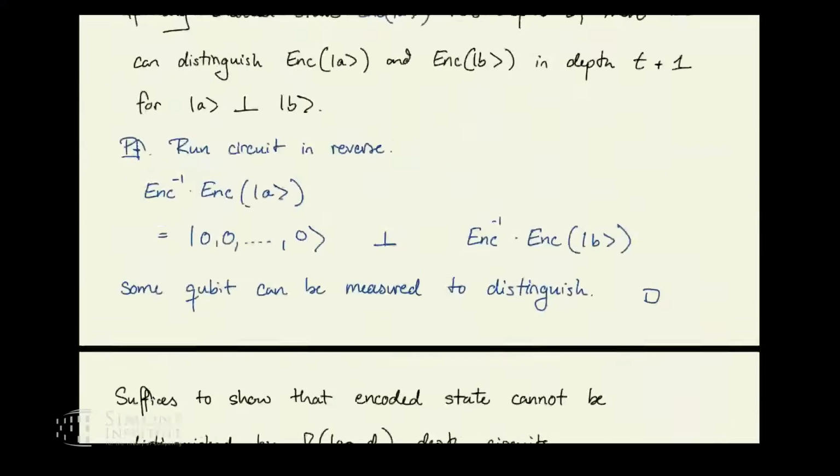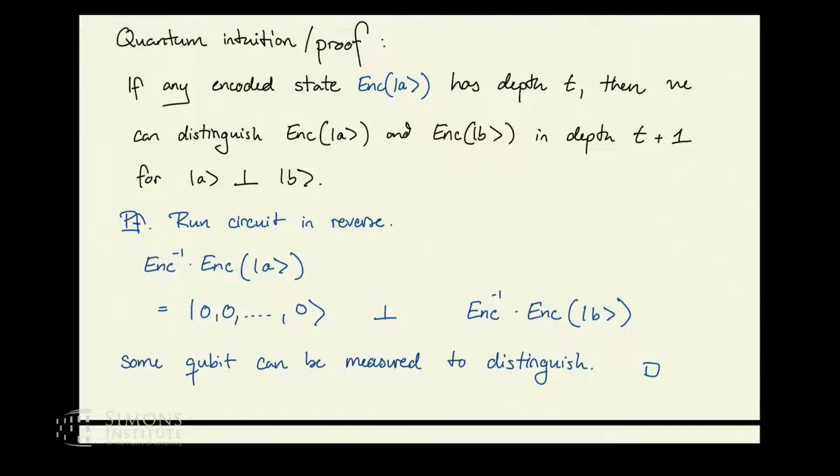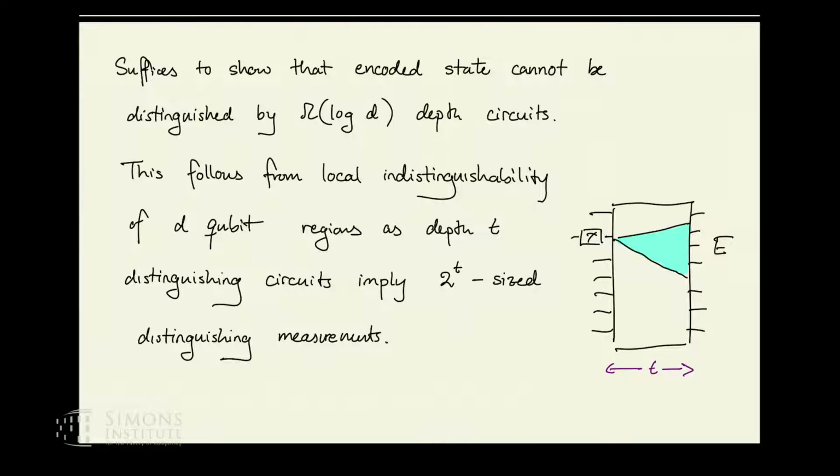So from this result, that if you had these encoding states of low depth, then distinguishing takes just one more depth, it says that if you wanted to prove the encoding states have large depth, then it suffices to show that there's no way of distinguishing in depth less than log d. And to do that, all you need is this local indistinguishability argument. If there was a depth T distinguishing circuit, it looked kind of like this: you take in a state over here, you apply the depth T circuit, then you measure and you distinguish. Then you look at the back light cone, and it implies that there was an observable of size 2 to the T that could have been measured on the initial state. But that says that the information to distinguish the state was of size 2 to the T. And as long as 2 to the T is less than d, that's impossible. That gives you the lower bound.